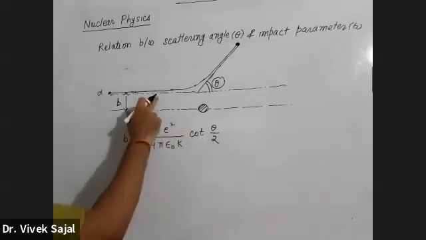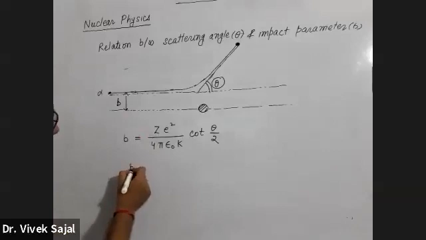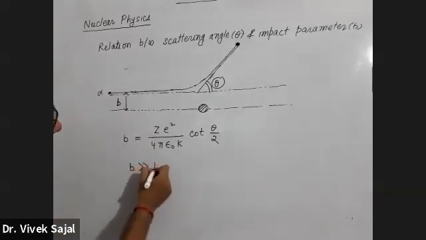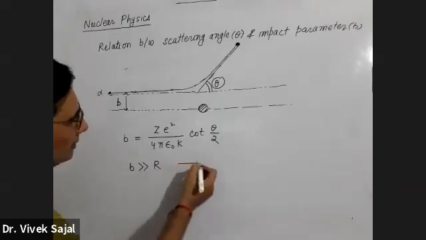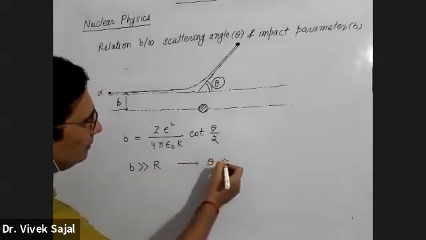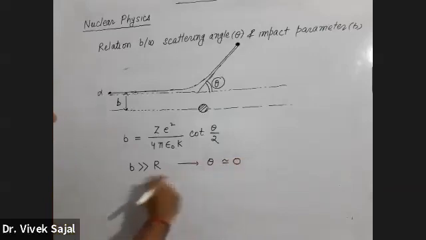From this result as well as from this experiment, one can observe that when B is greater than R, where R is the nuclear radius, then this scattering angle theta is nearly equal to 0.